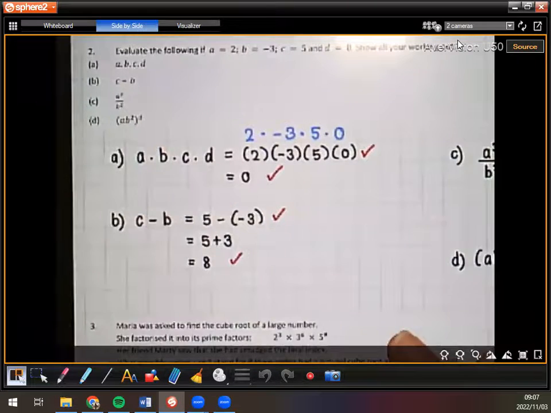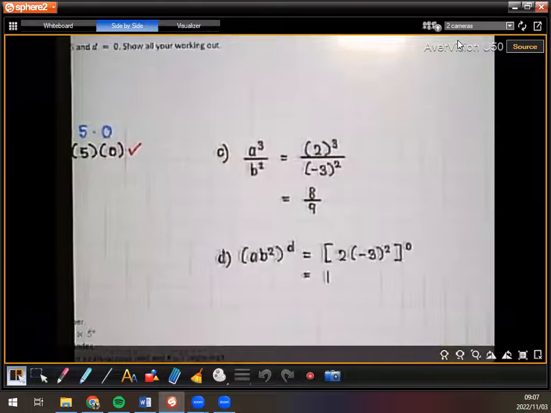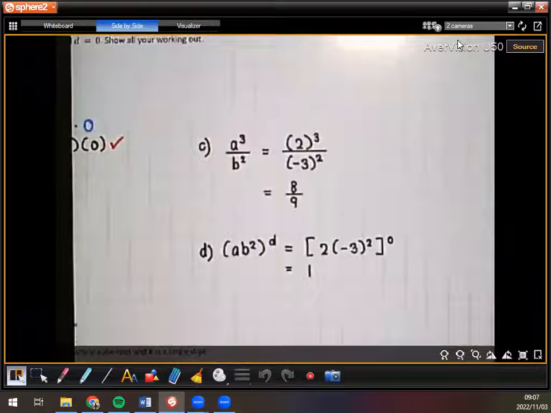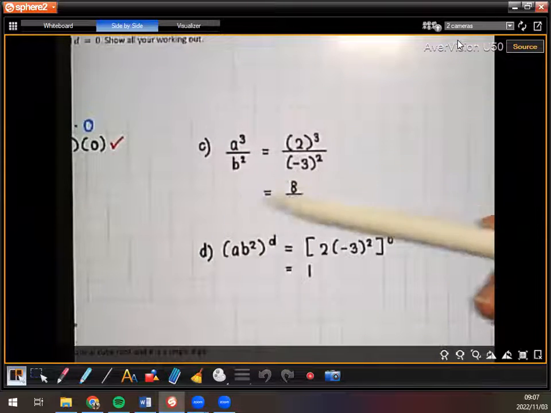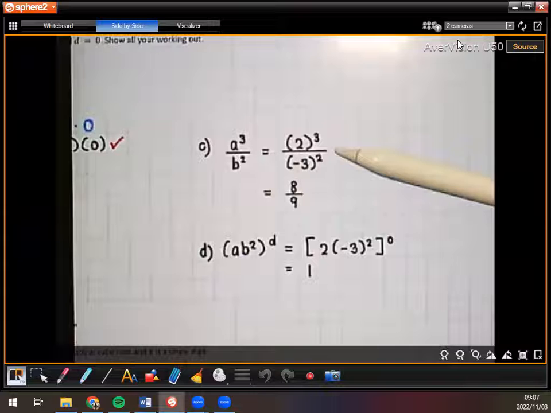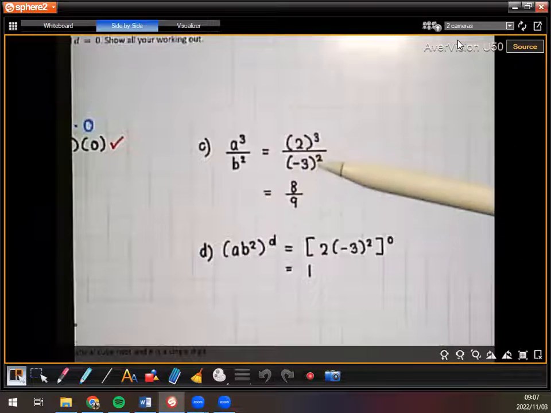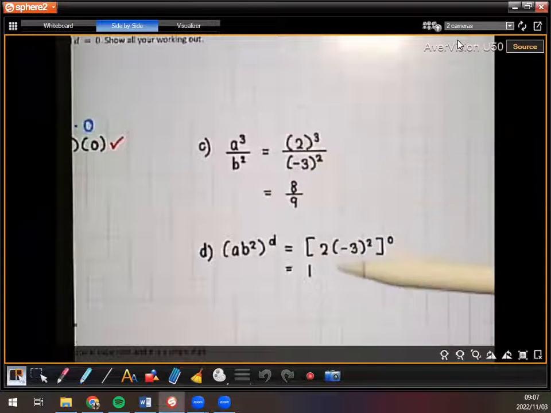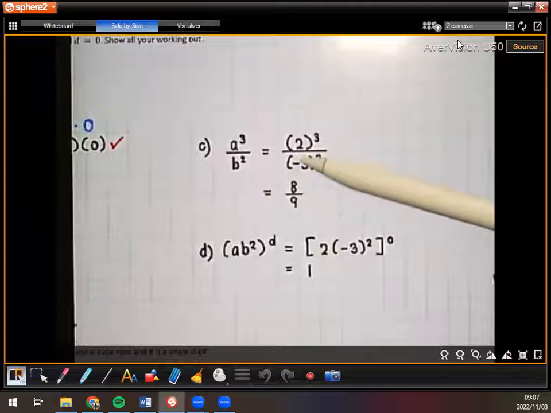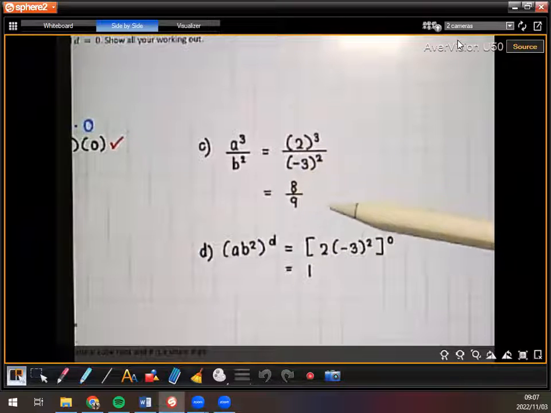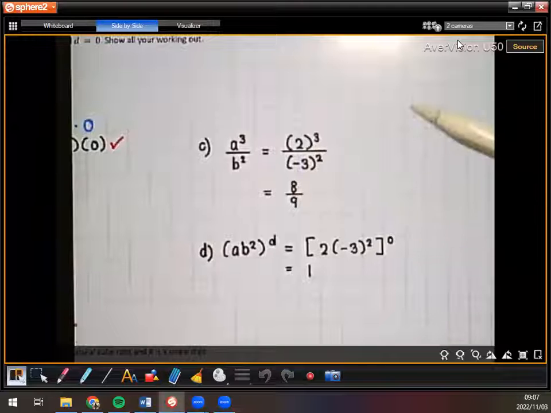Okay, the next one was a fraction. So I'm just going to move across. They said a cubed over b squared. So you take the value of a that they gave us, which was 2 cubed. And then b was -3. So we need to square -3. It's a good idea, guys, to put those in brackets. With these types of questions, I always put my values in brackets. Sometimes it's not necessary, but often it is. So it's a good idea to just do that always.